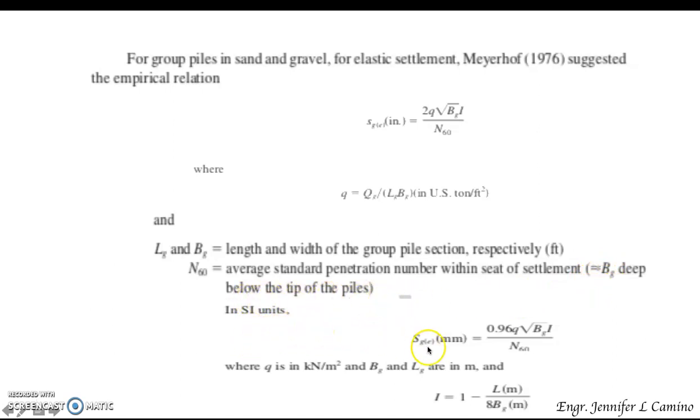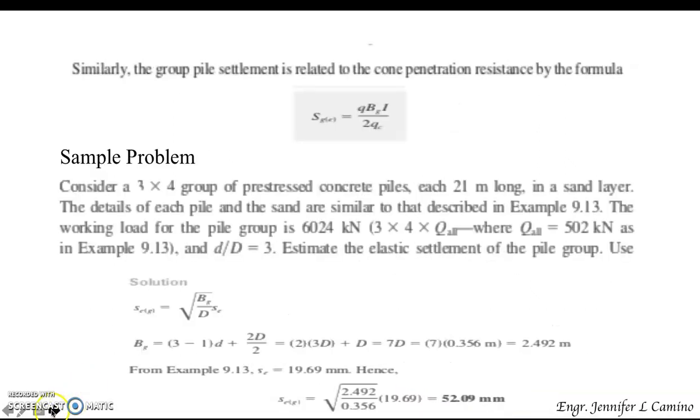In SI unit, our S sub G, the elastic settlement, is equivalent to this equation, where Q is in kilonewton and B sub G and L sub G are in meters, and our I is equal to this expression. And similarly, for group pile settlement related to the cone penetration resistance, we have this formula. And we have a problem.